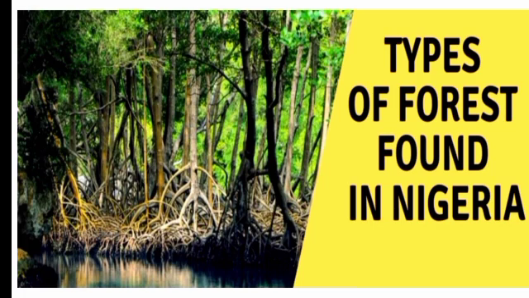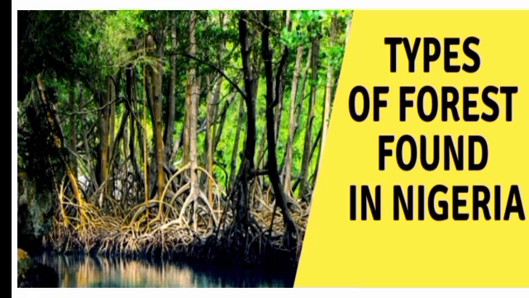The forest vegetation is classified into three. The first one is the mangrove, or you simply say the saltwater swamp. The second one is the freshwater swamp. And lastly, we have the rain or high forest. Talking about the savanna, there are also subdivisions. The first one in savanna region, we have the Guinea savanna. Number two, we have the Sudan savanna. And three, we have the Sahel savanna.